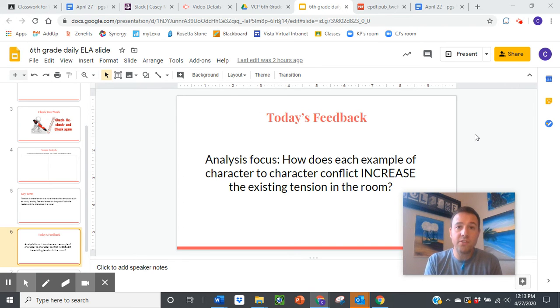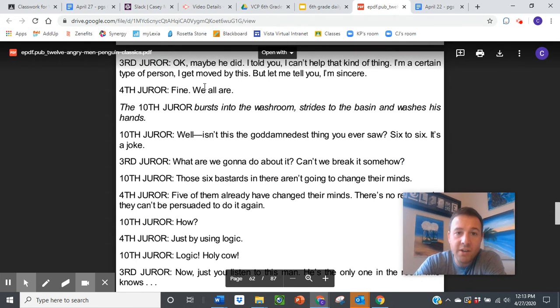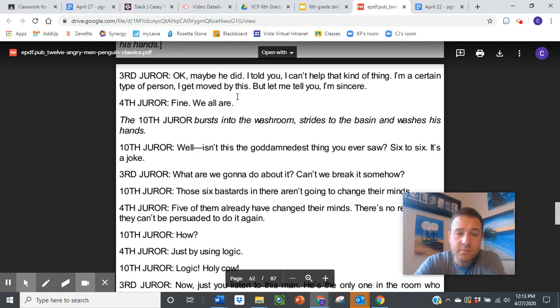I'll walk you through the first example so you can see what I'm talking about. We left off right here at the top of page 62. I'll start with third juror.